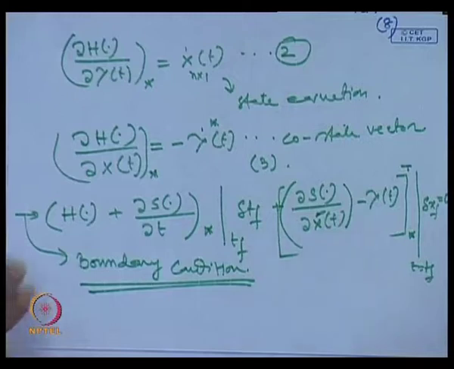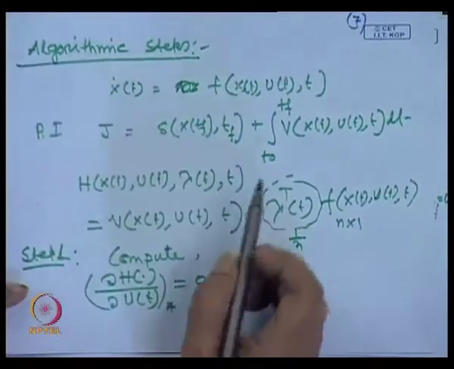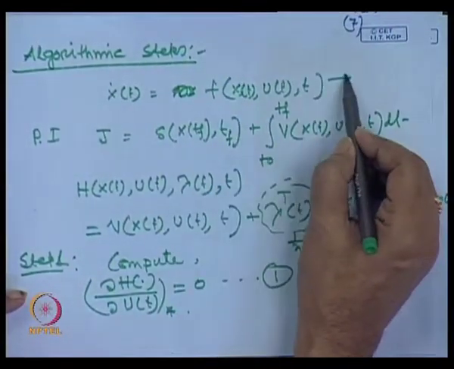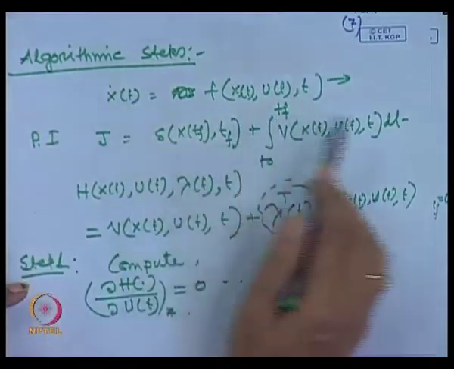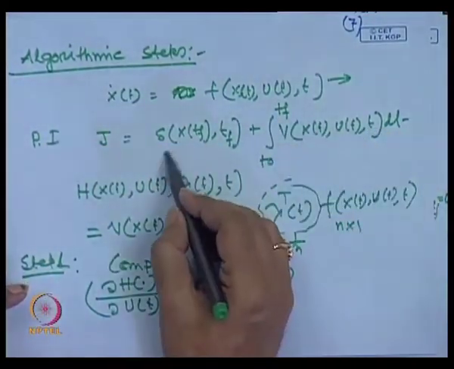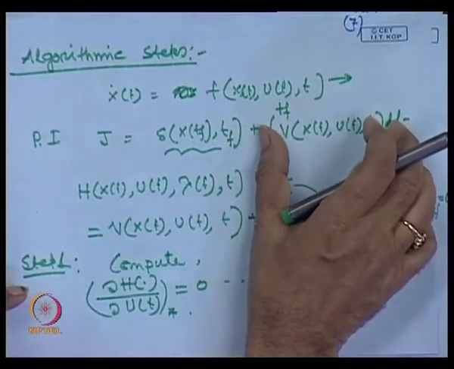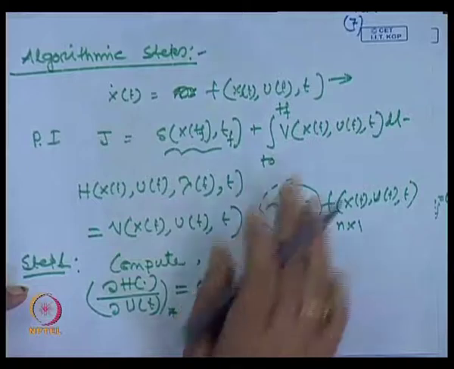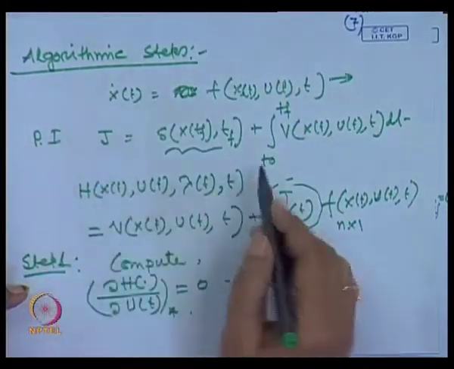So, if we just recall once again that given the plant dynamics, x dot is equal to f of x, and the performance index is this way, with this the terminal cost and this the integrand part of what is called the cost function, then our first step is to find the Hamiltonian function.